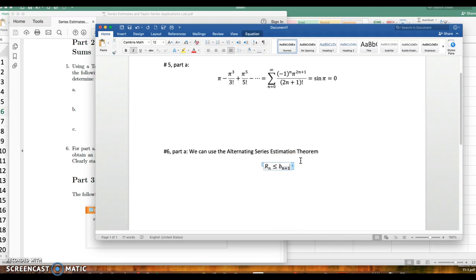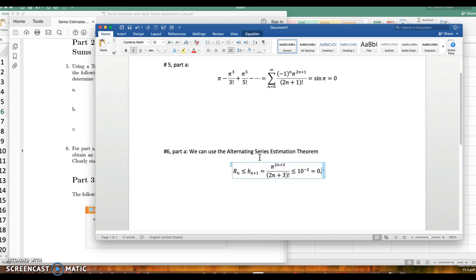So if we think about that here, the n plus 1 term in this case, ignoring the minus 1 to the n, is going to be pi to the 2n plus 3, because we throw in an n plus 1 into n, and in the denominator we're going to take 2n plus 3 factorial. So we want to figure out what n gets me less than or equal to 10 to the minus 2, which is of course 0.01.